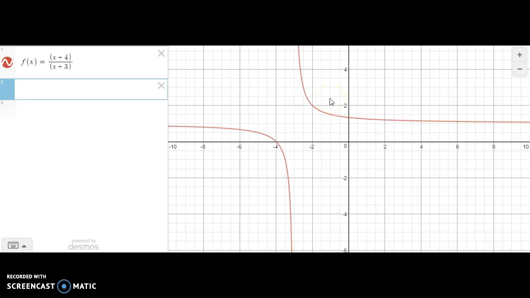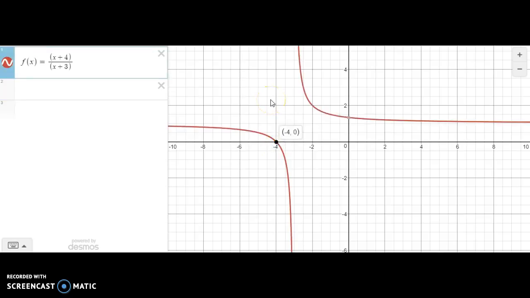So I'm going to do one more for you, and that is f of x equals x plus 4 over x plus 3. And so first, you're going to find your x-intercept. And so again, you just look where the function crosses over the x-axis. And in this case, it is right there at -4, 0.